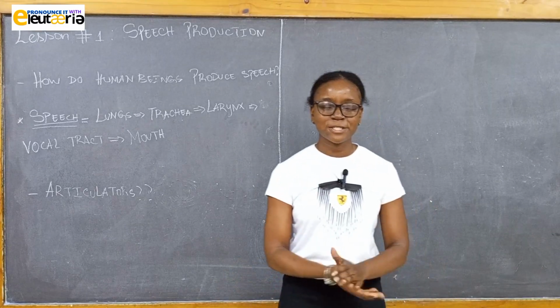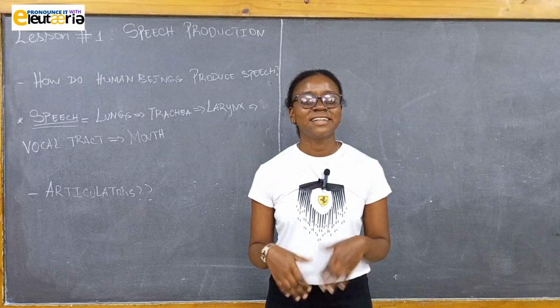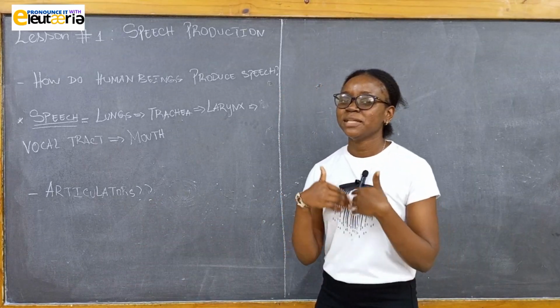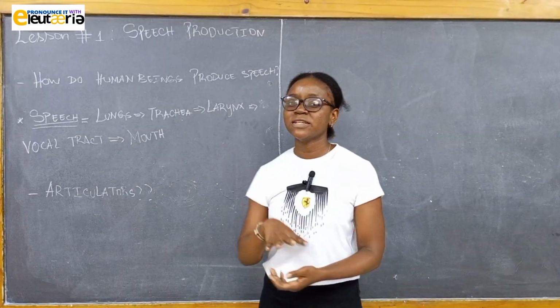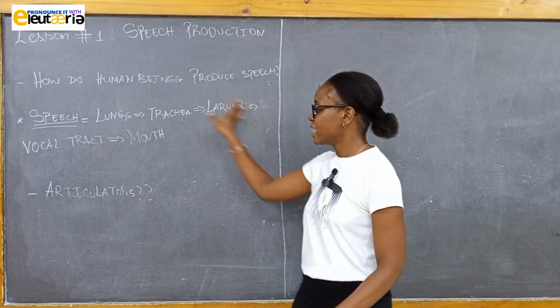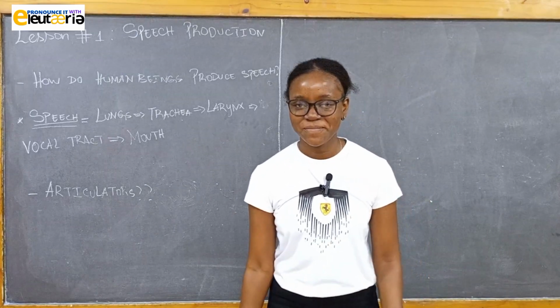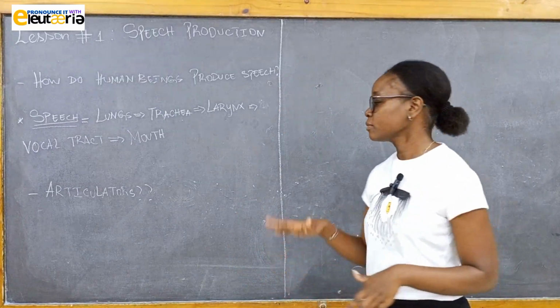Let's have an experience. Let's try to say ha, ha. You see, the air, we brought it from the lungs, it went through the trachea, it got to the larynx, which modified the air and shaped our voice, and then it got to our mouth, and we produced ha. So far, so good. Can we move on?